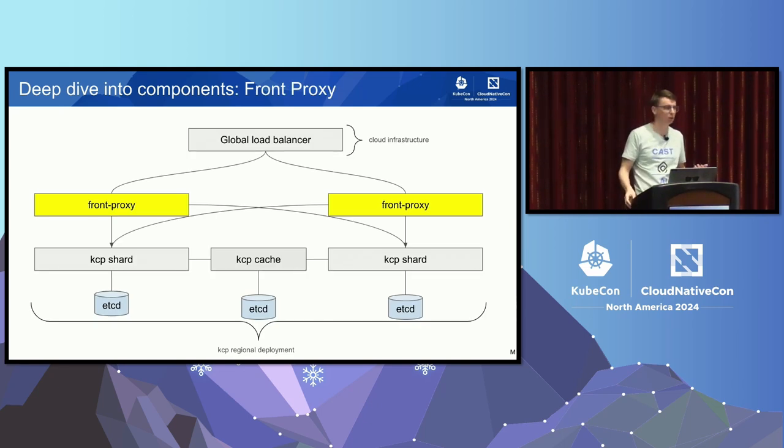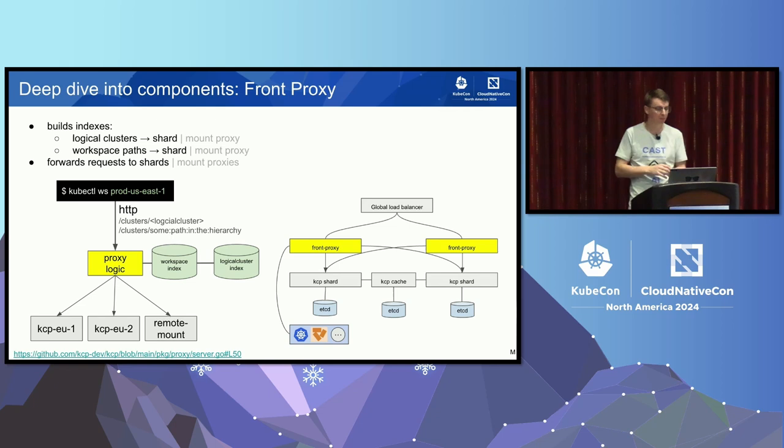So front proxy, for those who tinkered with the Nginx controller, for example in Kubernetes, we know that the Nginx controller knows every pod which needs to receive traffic. It knows the IP address, it knows where the pod is, so it can route the traffic there. So if the pod moves nodes, the Nginx controller gets updated information. So the front proxy in KCP is something similar for KCP. It has indexes, graphs of every shard, workspace, logical cluster, or mounts available in the system.